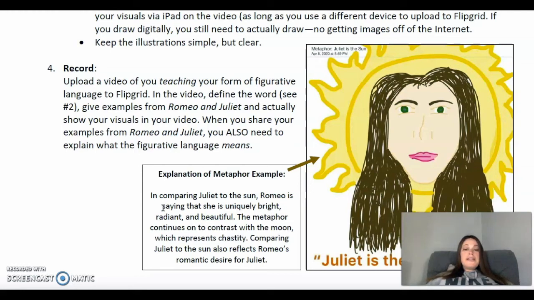The metaphor continues on to contrast with the moon, which represents chastity. So comparing Juliet to the sun also reflects Romeo's romantic desire for Juliet, because he's saying that she's like the sun, not the moon. You get his drift, right? He wants her to be less like the chaste moon, okay? So that would be my explanation of the metaphor, and that's important as well.